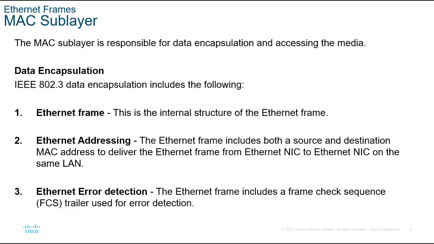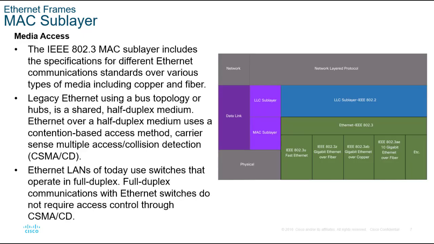The IEEE 802.3 data encapsulation that happens at the MAC sublayer is really the building of the Ethernet frame structure. Part of that is the Ethernet source and destination MAC address necessary to deliver the Ethernet frame from one Ethernet NIC to another Ethernet NIC on the same LAN segment. Another integral part of the Ethernet frame structure is the frame check sequence or FCS trailer used for detecting errors.